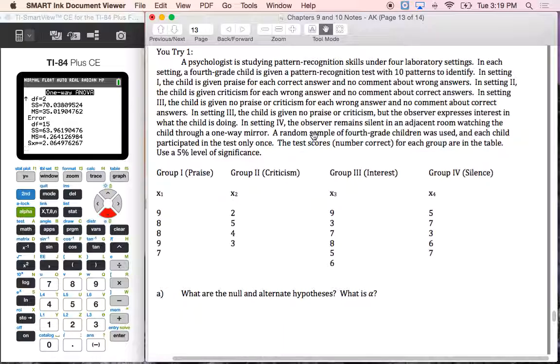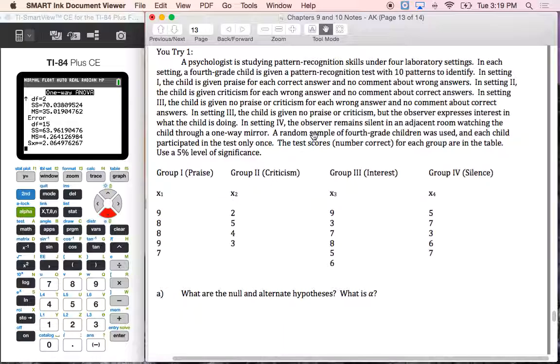Okay, I want you to try this one. So a psychologist is studying pattern recognition skills under 4 laboratory settings. In each setting, a 4th grade child is given a pattern recognition test with 10 patterns to identify. In setting 1, the child is given praise for each correct answer and no comment about wrong answers. In setting 2, the child is given criticism for each wrong answer and no comment about correct answers.